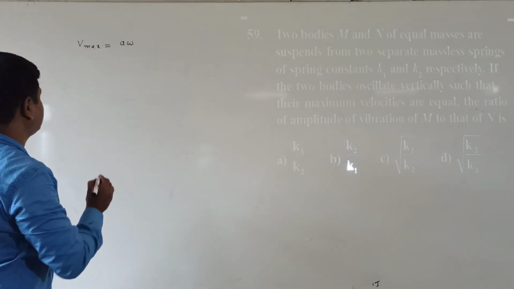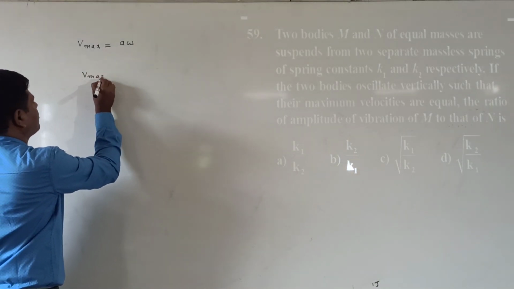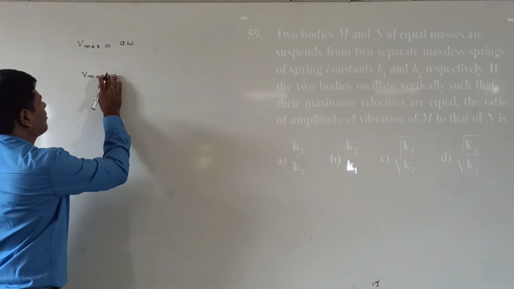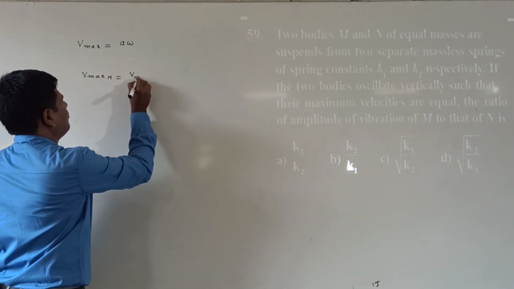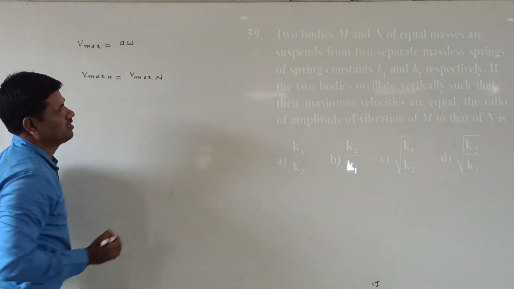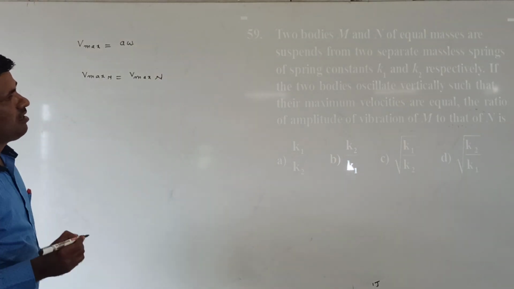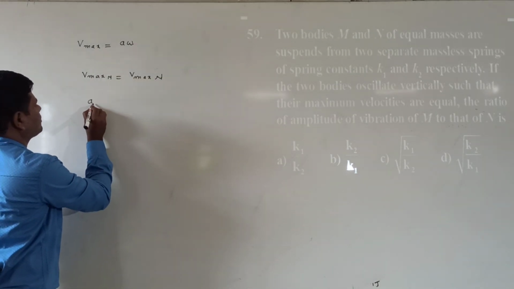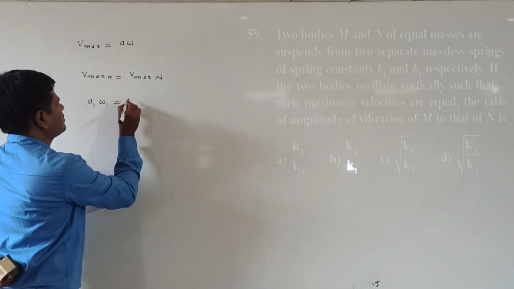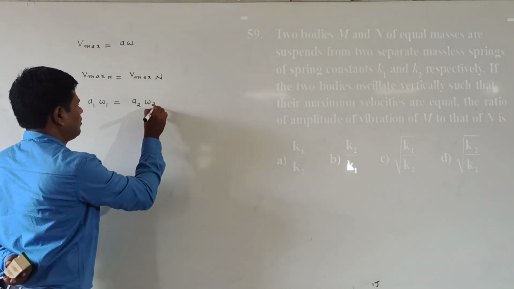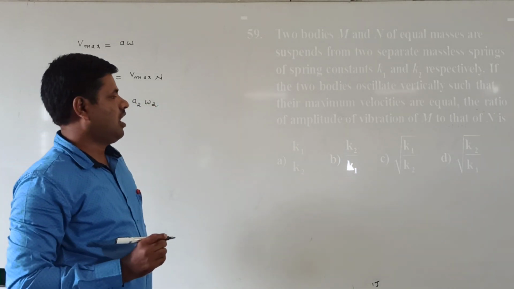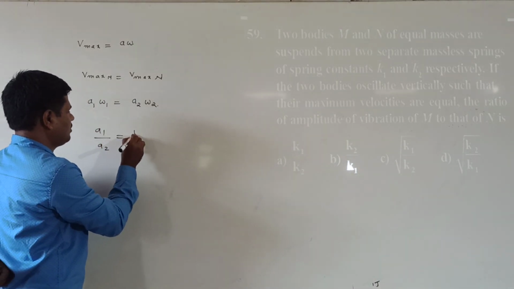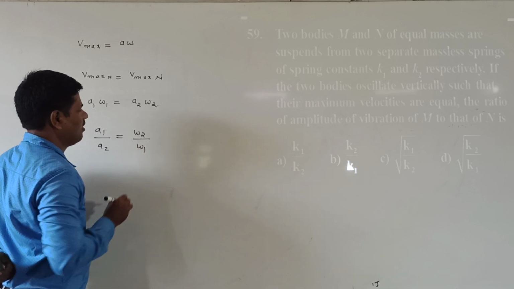Maximum velocities are equal means V max of body M is equal to V max of body N. Both are given. Now the spring constant is also given. V max is equal to A omega. For the first body, A1 omega 1, and for the second body, A2 omega 2. The ratio of amplitudes is asked, that is A1 by A2, which equals omega 2 by omega 1.